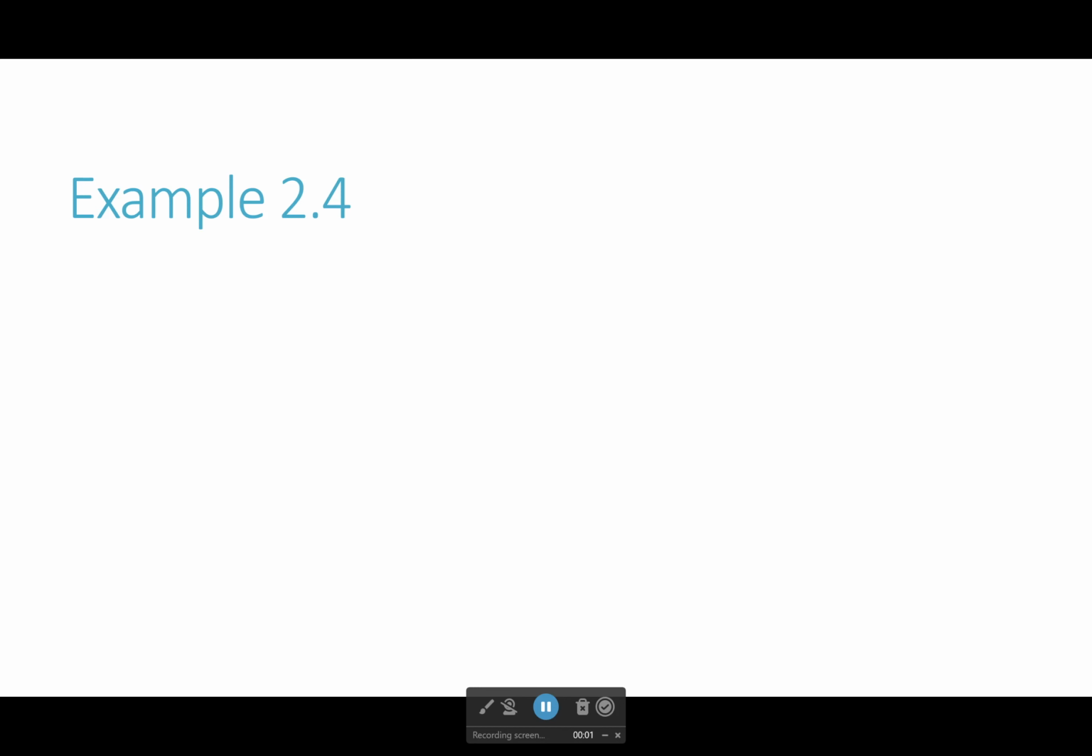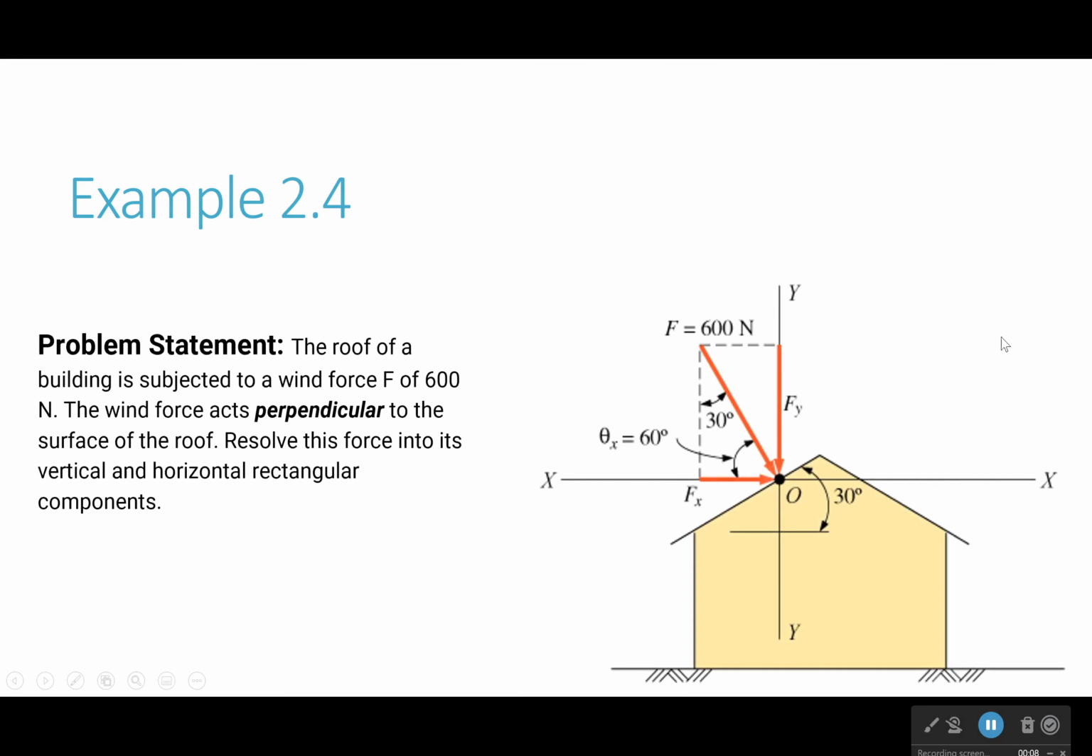Okay, we're off to yet another problem. So let's try it out. So this is example 2.4. And so here's our problem statement. Ooh, this is a fun one.